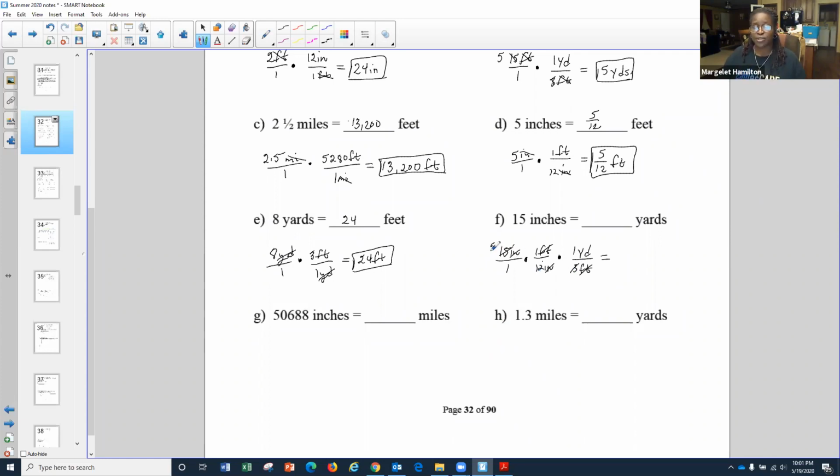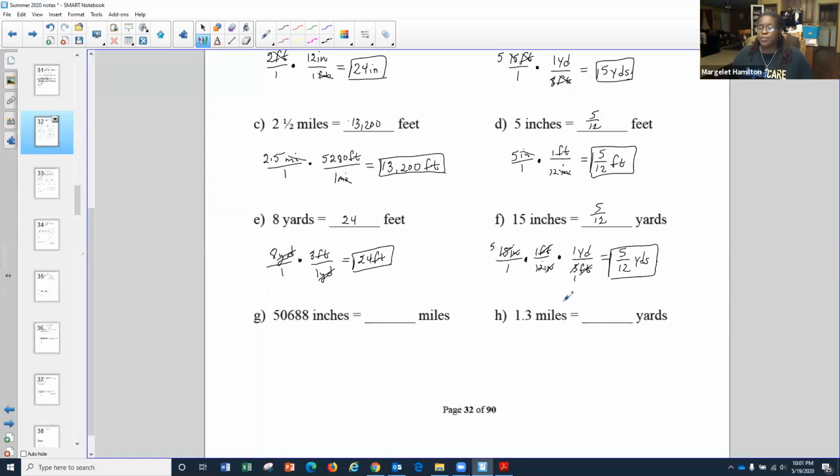What do I have left on the top? 5 times 1 is just 5. And then 1 times 12 times 1 is just 12. And then I have my final dimensions of yards. So we have 5 over 12 yards.